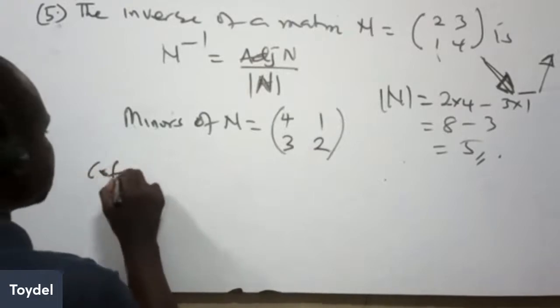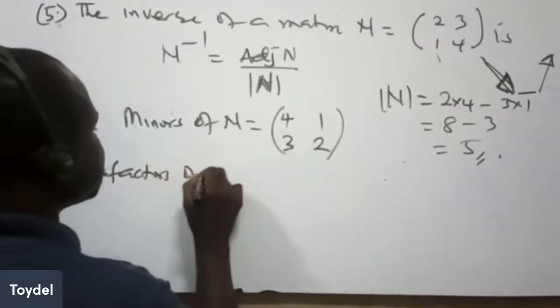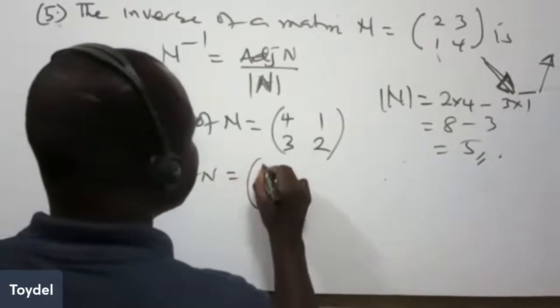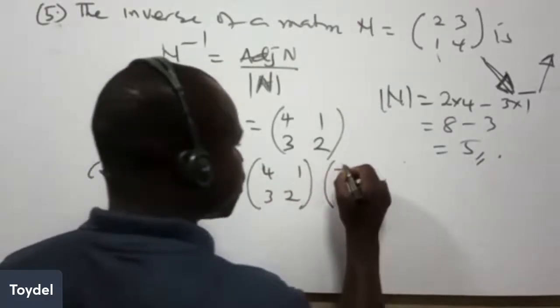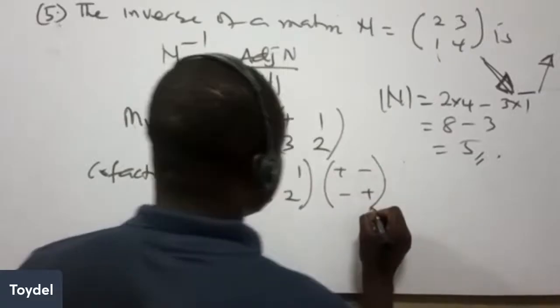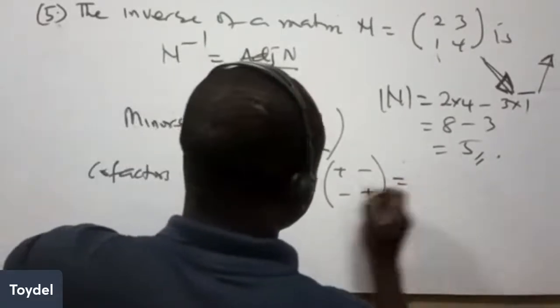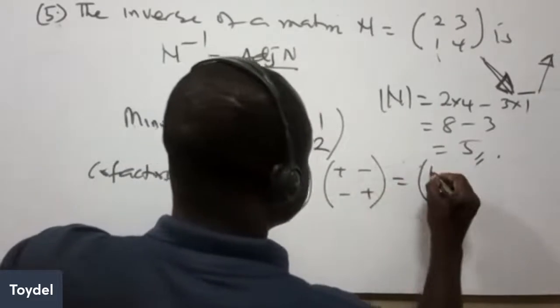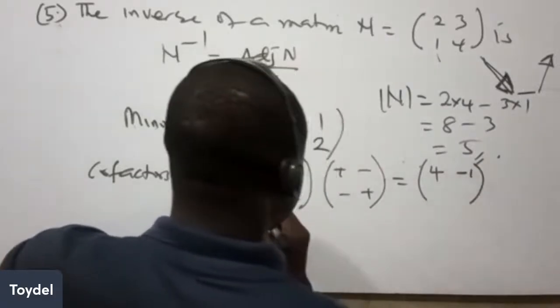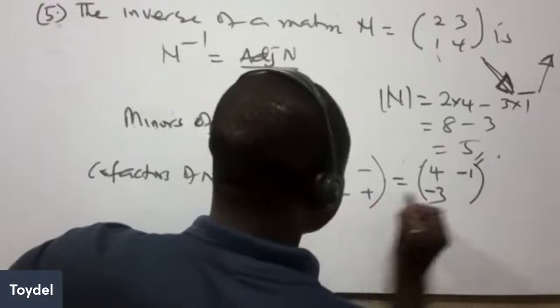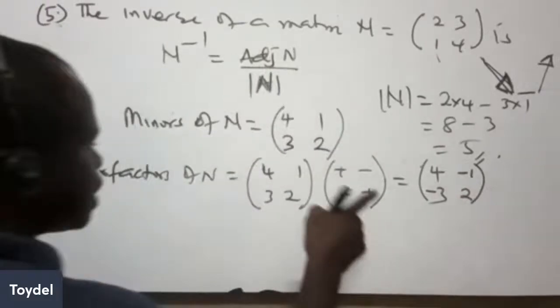Then we find the cofactors. The cofactors of N will just be the minors with appropriate signs. The appropriate signs here are plus, minus, minus, plus. So the first one is plus, so it maintains 4. The second one is negative, so this will be negative 1. The third one will be negative 3, while this one will be 2. So these are the cofactors.